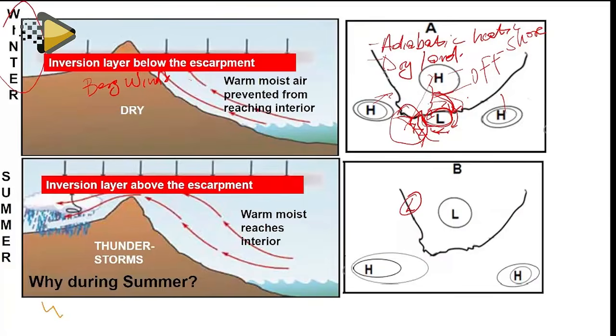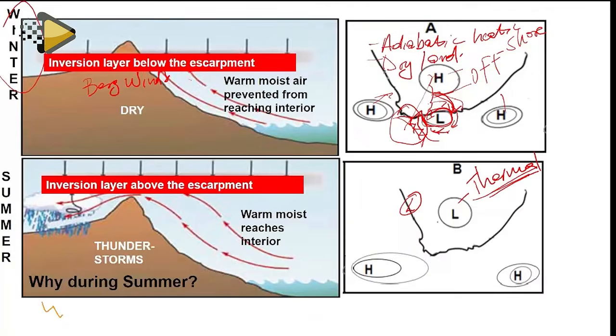Okay, now let's move to the conditions that we experience during summer. What happens during summer? During summer, we have L on the interior. This L on the interior indicates low pressure, and it's important that you are able to name it or identify it. This is called a thermal low pressure cell.